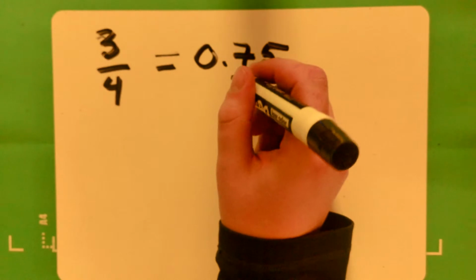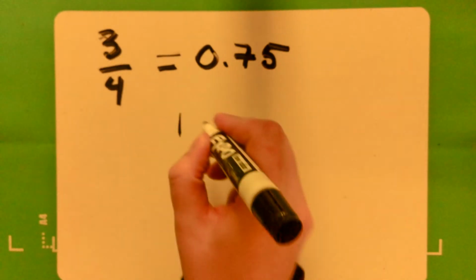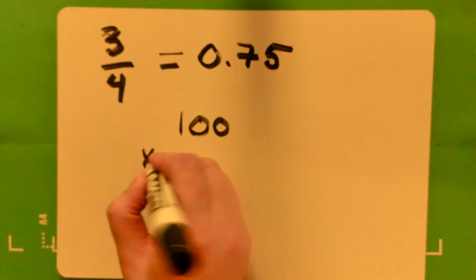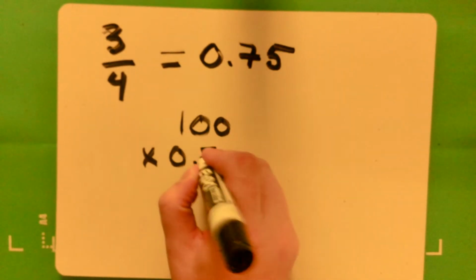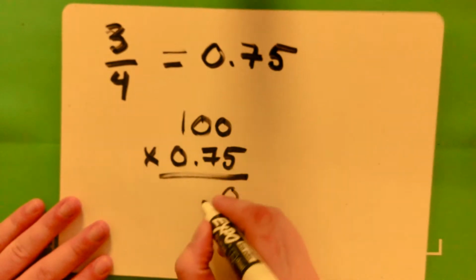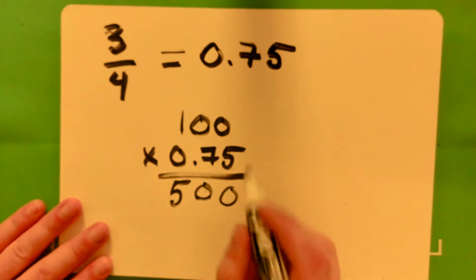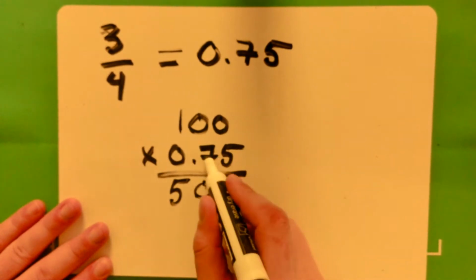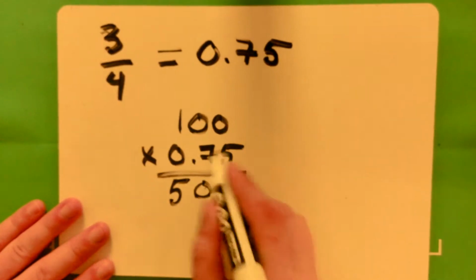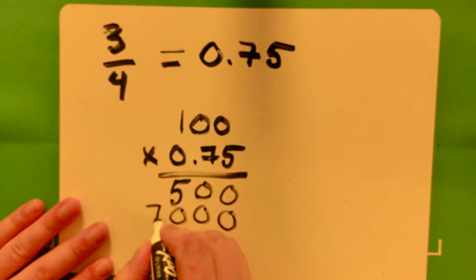To turn this into a percentage, there's two ways we can do this. First way is to times it by 100. So I could take 100 and times it by 0.75. Well, I know 5 times 0 is 0, 5 times 0 is 0, 5 times 1 is 5. Since I've moved on to my second place, I need a 0 here. I know 7 times 0 is 0, 7 times 0 is 0, 7 times 1 is 7.